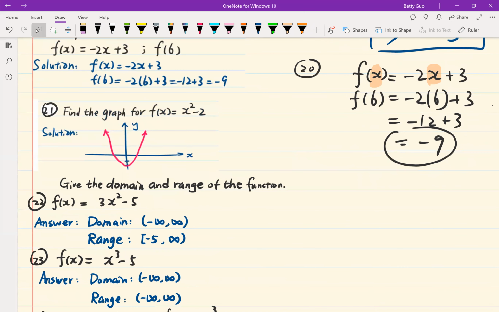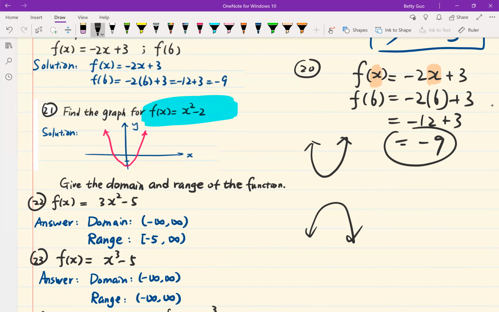Number 21, find a graph for f of x equals x squared minus 2. This is exactly the same as the problem you're going to see in the test. Just know the function is a polynomial function with degree 2. We have learned a polynomial function with degree 2 is a quadratic function. The graph of a quadratic function is a parabola. A parabola either opens up or opens down.